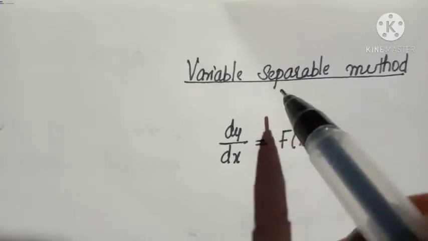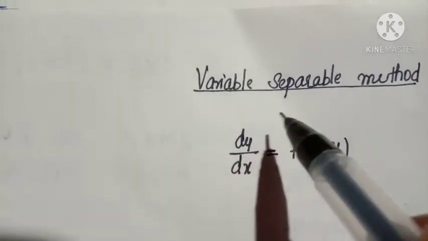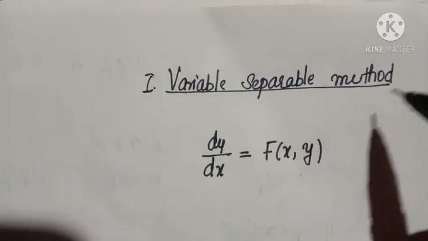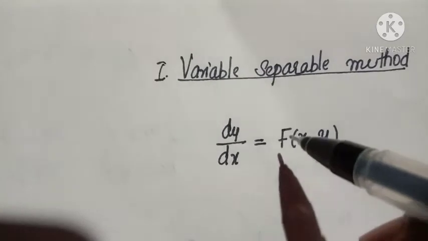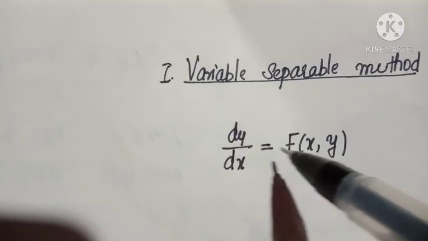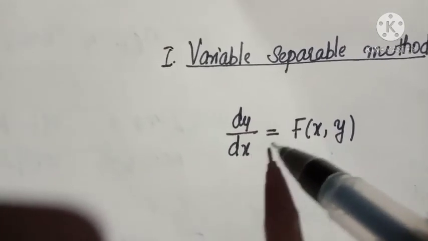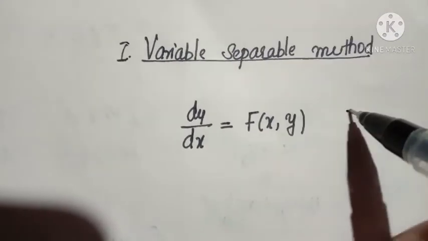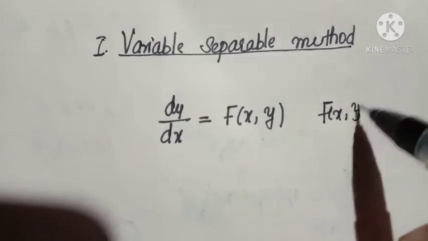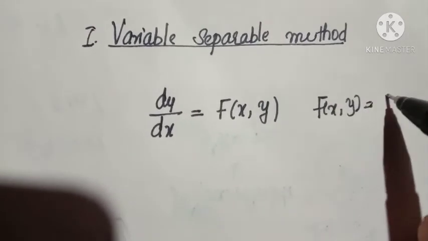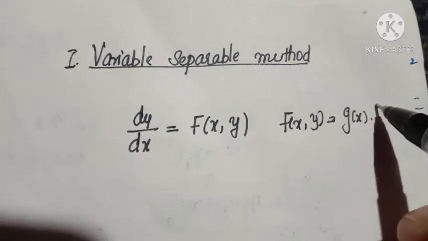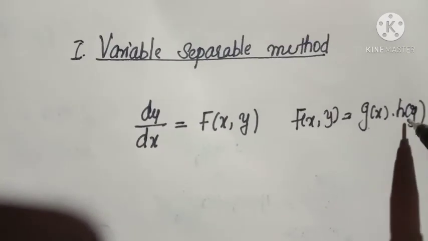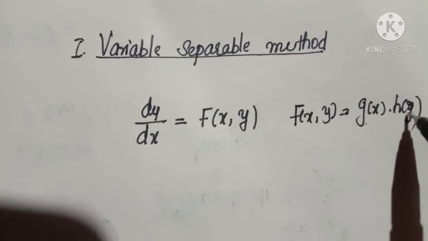We are going to discuss methods of solving differential equations. Okay. So the first method is the variable separable method. Let's see a first order first degree equation: dy by dx is equal to f of x, y. See here, f of x, y means it is a product of the functions g of x into h of y. g of x is a function of x and h of y is a function of y.